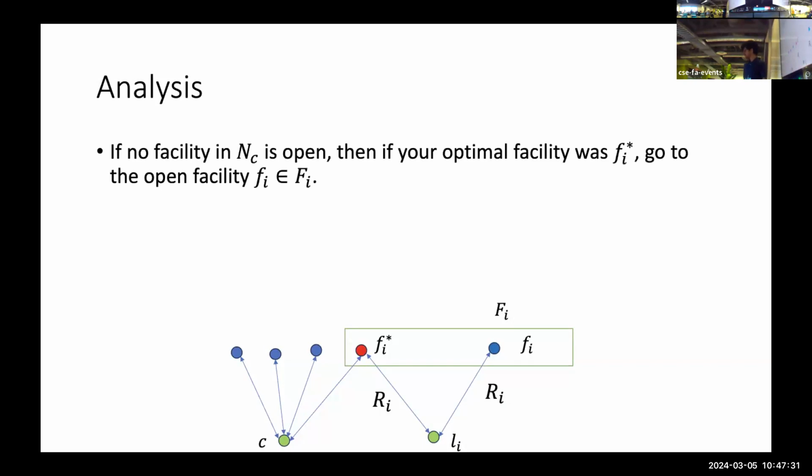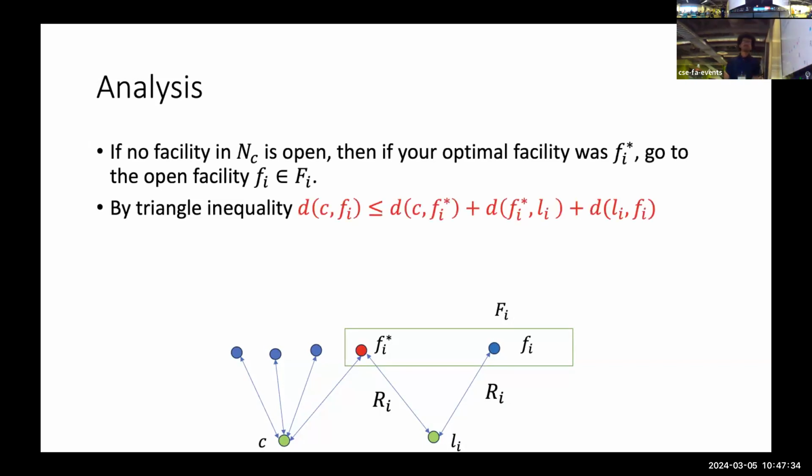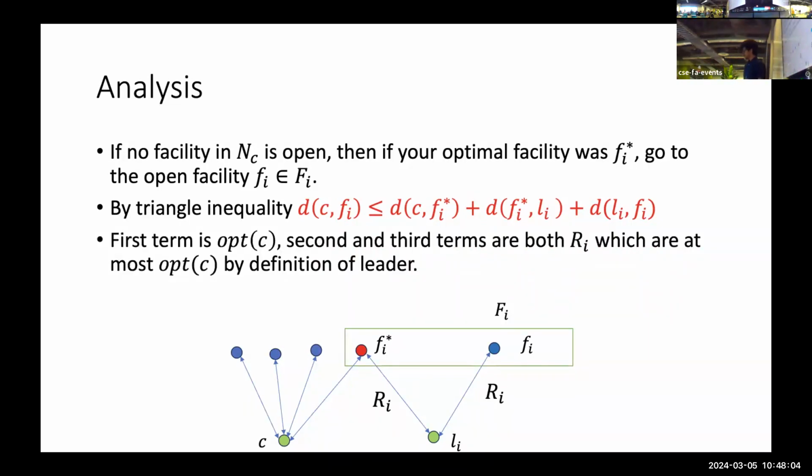And how long do I have to travel to reach Fi? The distance from C to Fi is at most, by the triangle inequality, these 3 hops: 1, 2, 3. The first hop is exactly how much you pay in your optimal solution. And the second and third hops are also good, because of how we define these leaders. Leaders are basically the closest clients to the optimal center. So this Ri is going to be less than this, and this distance is also Ri. So all these 3 distances are in fact at most the optimal distance. That gives you a connection cost of 3 times opt when no facility in your LP neighborhood is open.